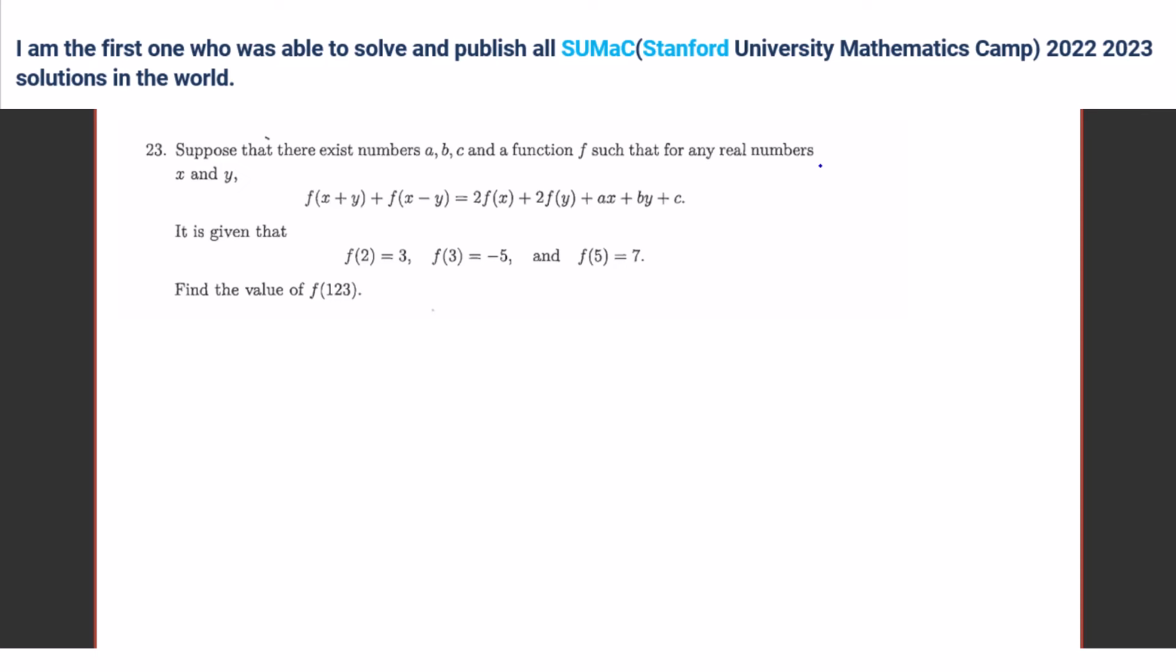It says X and Y are real numbers. Real numbers, okay. So let's consider some special cases. In function problems, it can be useful. For example, X equals 0, Y equals 0. We can conclude what happens if X and Y are 0.